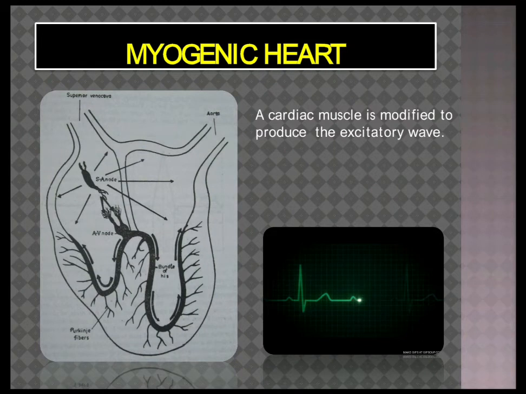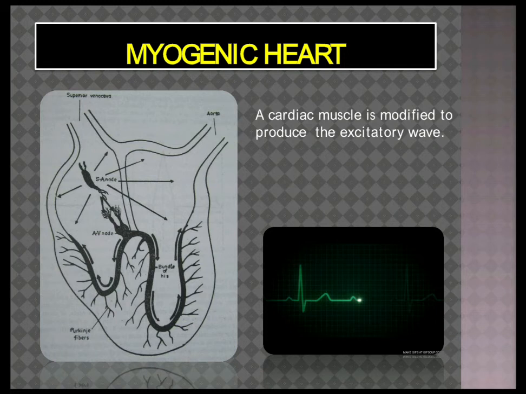So students, when the heart is developed in an embryo, first of all, it is a muscular organ. All the tissue present in the heart is muscular in type. What happens after some time is that some of the cardiac muscles in the heart are modified into nervous tissue.